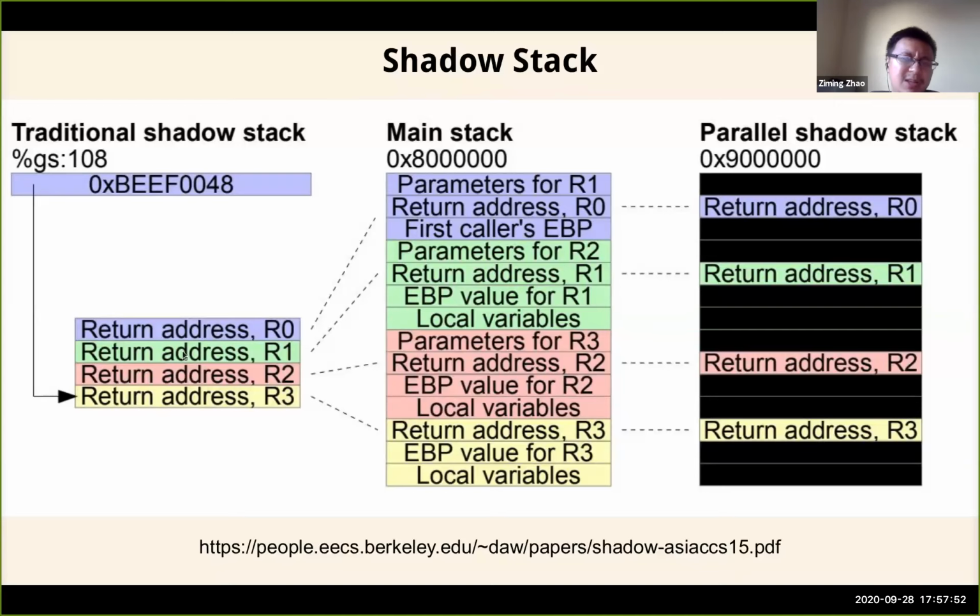You cannot override an arbitrary address in the memory you want. You can only override the sequential addresses here. So even if you override here, this shadow stack here is still safe. Then when you return, instead of using the value at the return address on the original stack, you will use the return address on the shadow stack. So that's basically the idea. It's very simple.